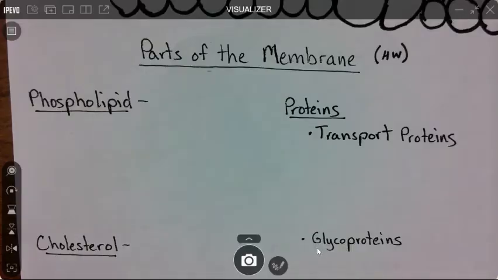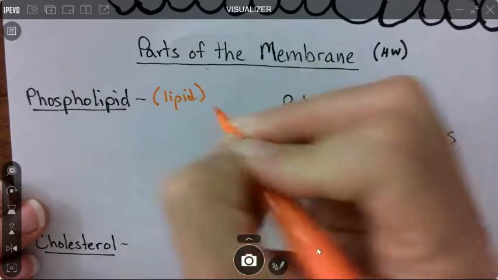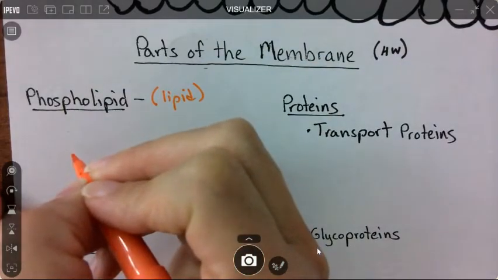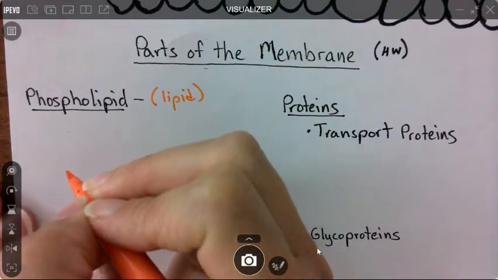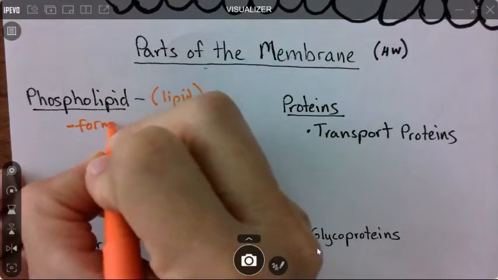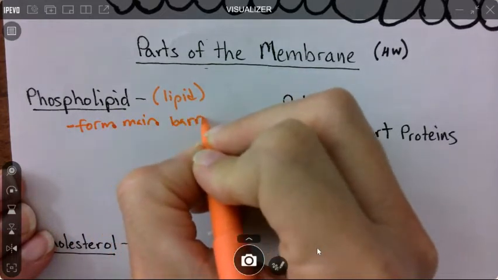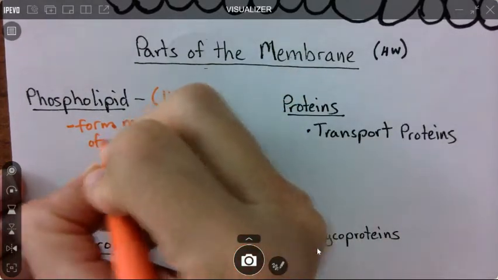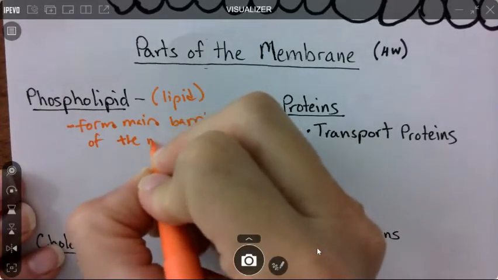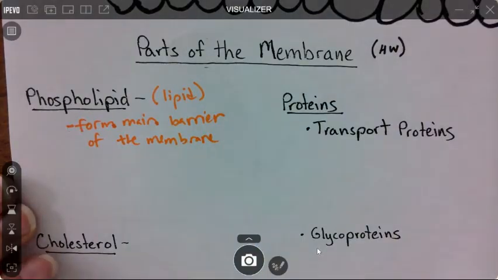And as we know, phospholipids fall into our lipid class of macromolecules because they have a phosphate head attached to a glycerol with two fatty acid tails. Okay, they form the main barrier of the membrane. So they create the difference between the inside and the outside of the cell. They create that barrier that allows that difference to occur.